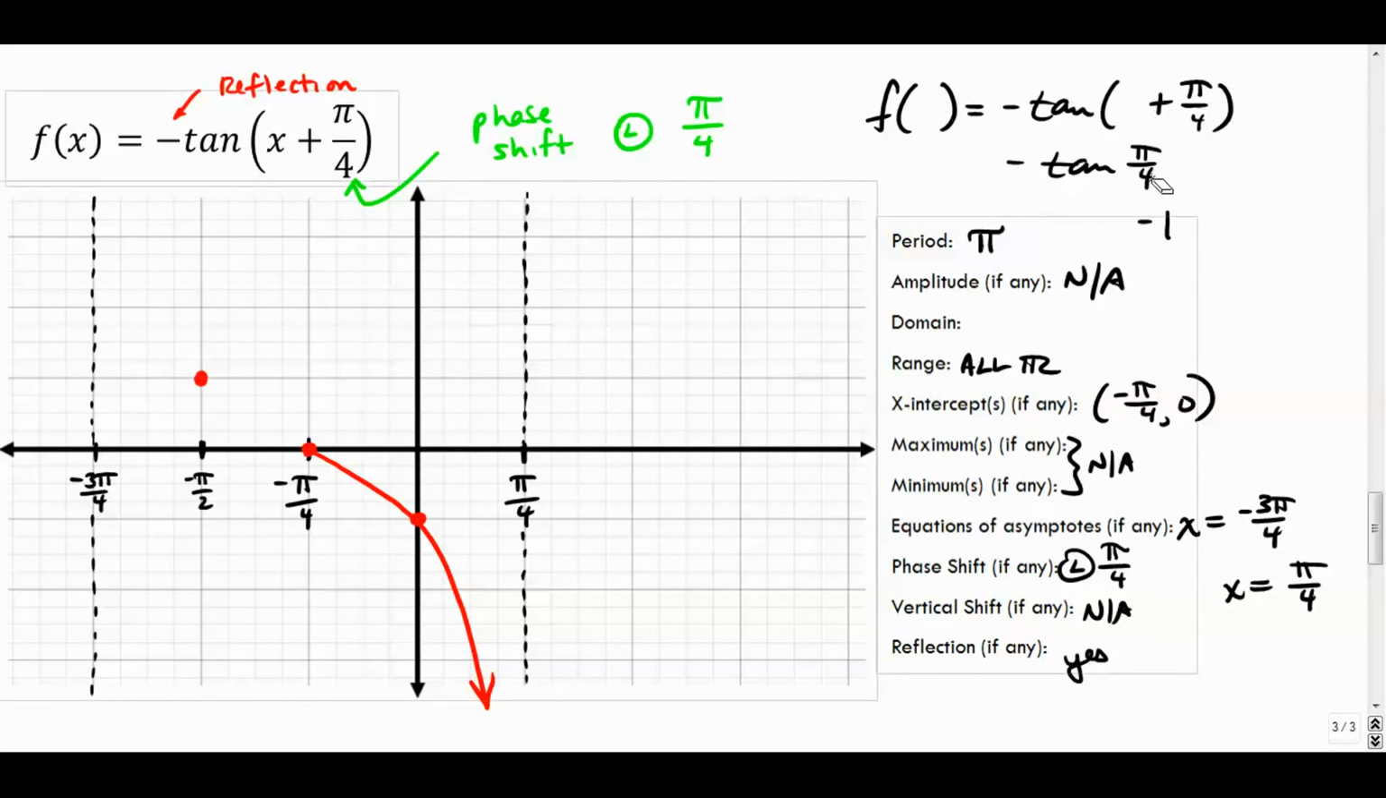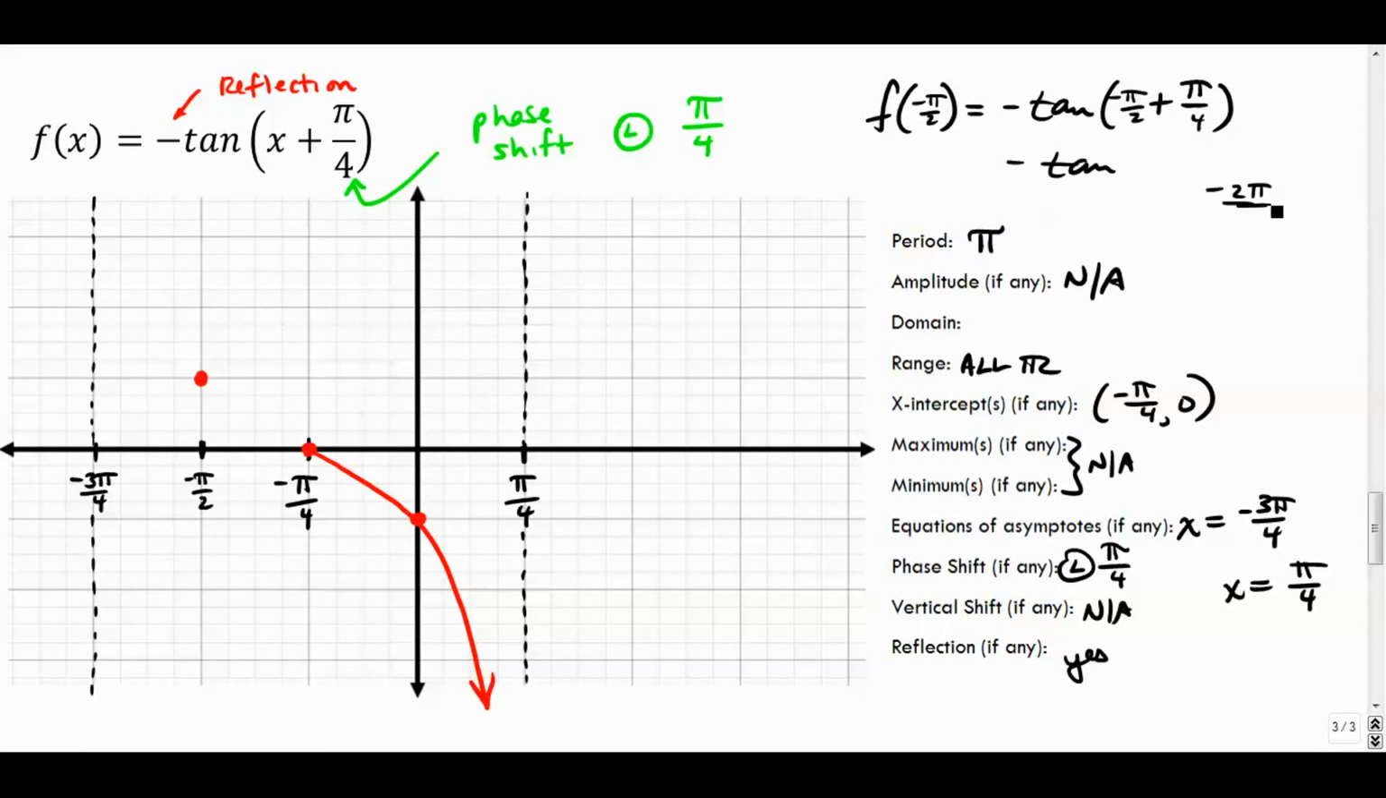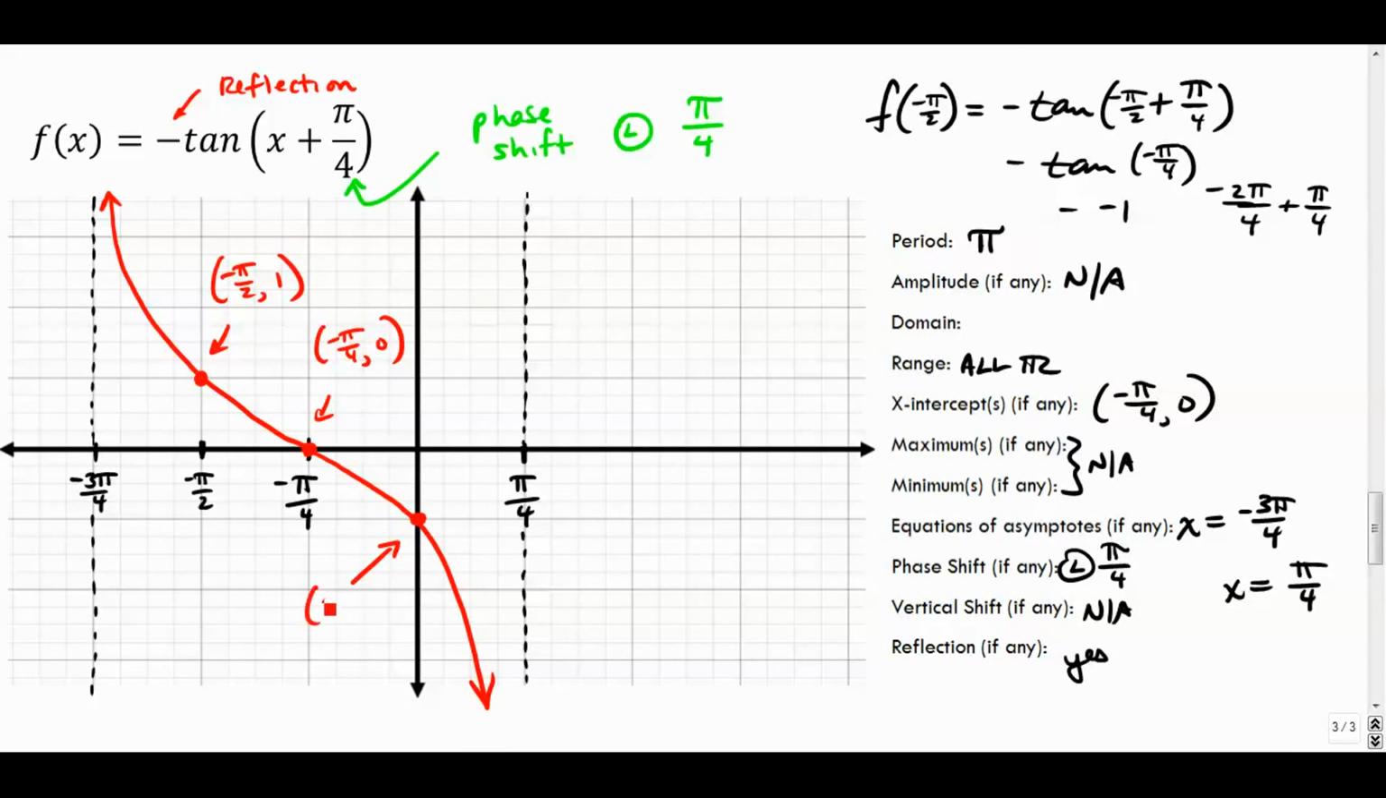So I'm just going to evaluate my function for negative pi over 2. Negative pi over 2 plus pi over 4, well that's negative pi over 4. So it's negative, and then the tangent of negative pi over 4 is negative 1. So it's negative, negative 1, yeah, it's positive 1. So when x is negative pi over 2, y is positive 1. So I want to just fix that a little bit, make sure that I'm going through the right y value. And there we go. So I've got this key point here, negative pi over 2, comma 1. I've got my x-intercept here, negative pi over 4, comma 0. And I've got this key point here, 0, negative 1. All right, and that, along with the asymptotes, sort of shapes my graph really nicely.